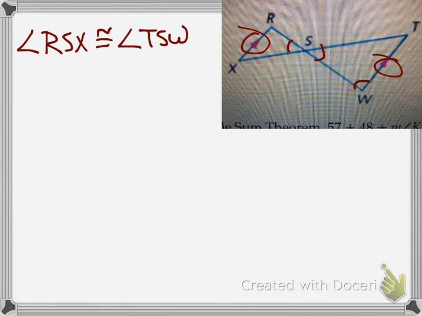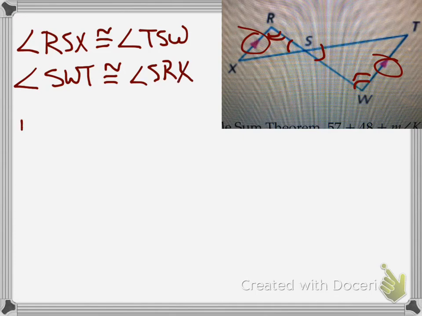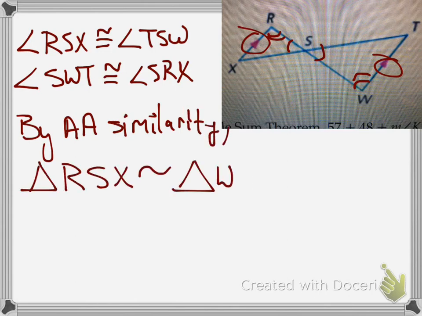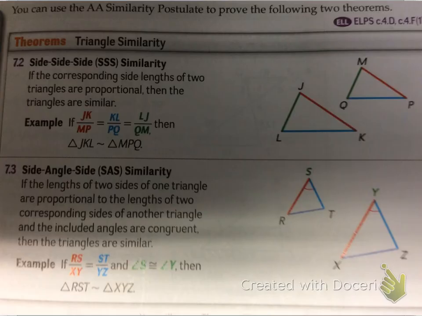So RW, this transversal right here that's cutting these parallel lines, is going to tell me that angle R and angle W are congruent, so angle SWT, however you want to say it. So by the angle-angle similarity, I've shown that two angles are congruent, then these two triangles are similar. Again, make sure you match them up based on the lettering, congruent angles to congruent angles.